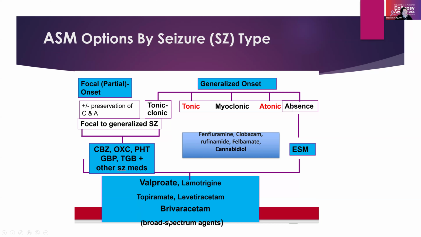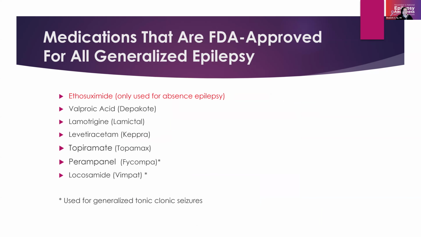And over here, these are anti-seizure medications that are broad spectrum because they can treat both focal onset and generalized onset. And that's namely valproic acid, lamotrigine, topiramate, levetiracetam. And so medications that are FDA approved for all generalized epilepsies are valproic acid, lamotrigine, levetiracetam, topiramate, perampanel, and lacosamide. But ethosuximide is only used for absence epilepsy.